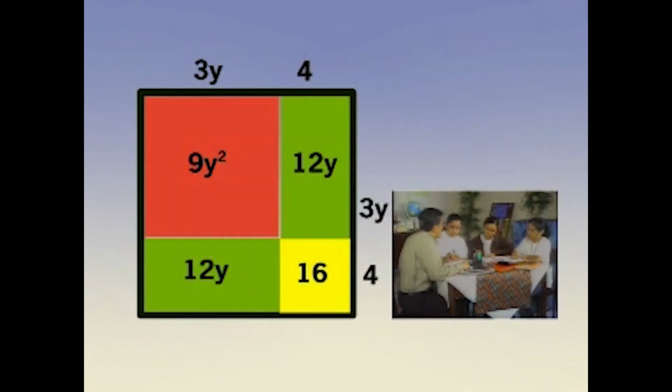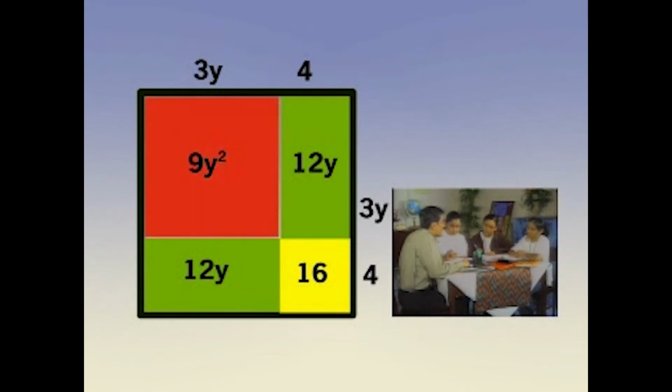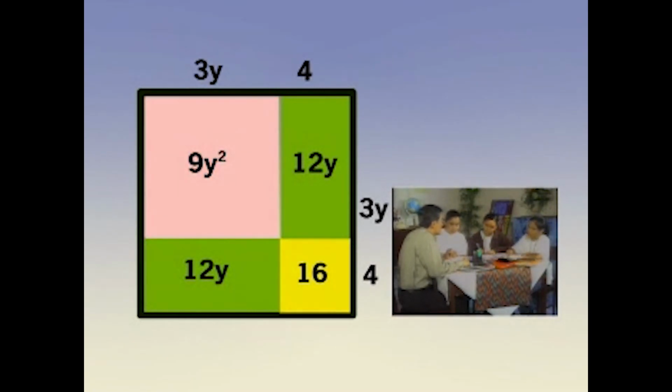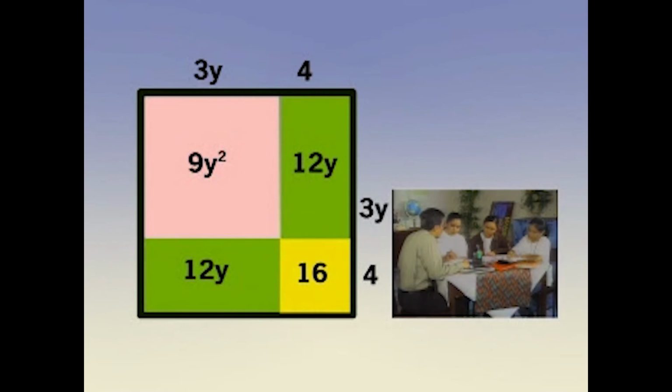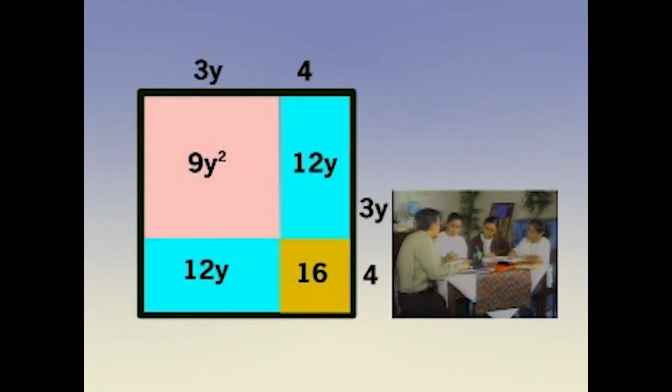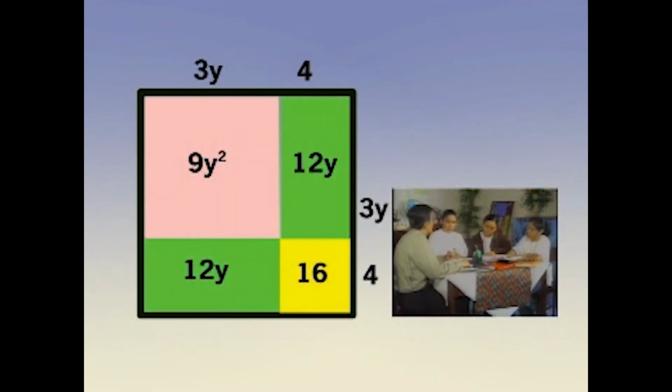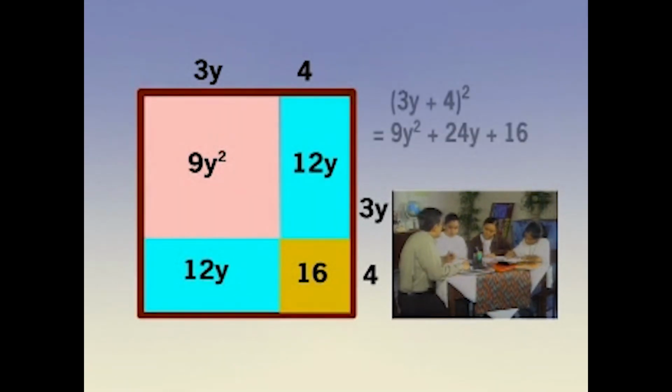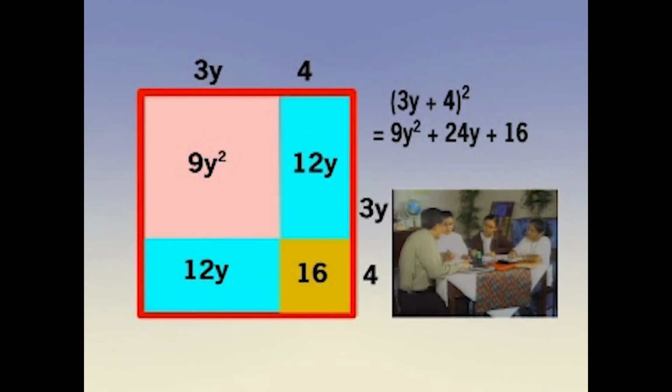From the diagram, we see the smaller square whose side is 3y. Its area 3y times 3y is equal to 9y squared. The area of the smallest square is 4 times 4 equals 16. The area of each rectangle is 4 times 3y equals 12y. Since there are two such rectangles, their combined area is 24y. Thus, the area of the large square whose side is 3y plus 4 is quantity 3y plus 4 squared equal to 9y squared plus 24y plus 16.